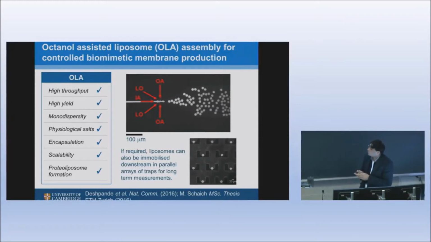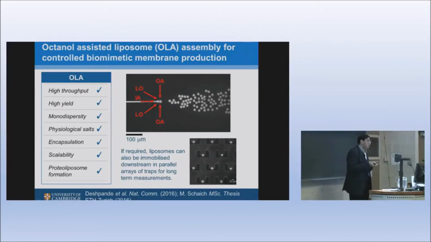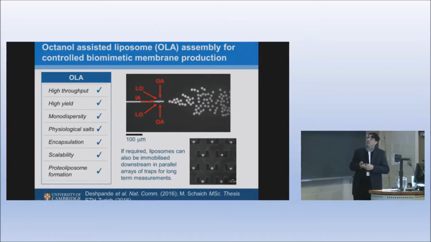It's much higher throughput. It's monodisperse. You can see there's a very nice size distribution over here. Importantly, we can use physiological salts, which we could not with the old techniques. Encapsulation is much better. It's much more scalable. And by mixing proteins into the lipid octanol phase, we've homogenized the lipid to protein ratios at source. And we've shown that we can also have nice uniform incorporation of these proteins in these liposome membranes.